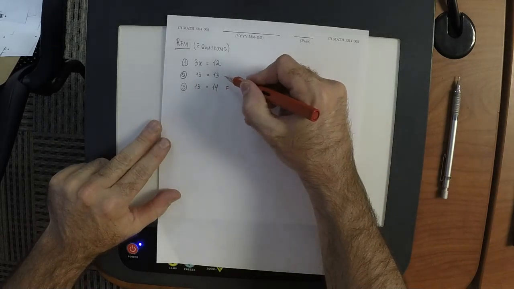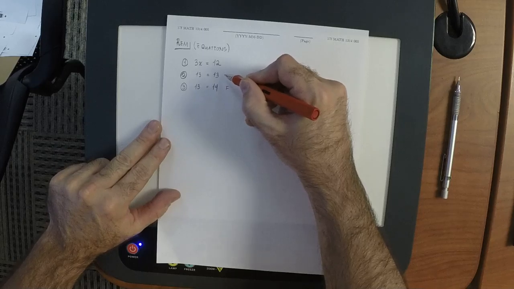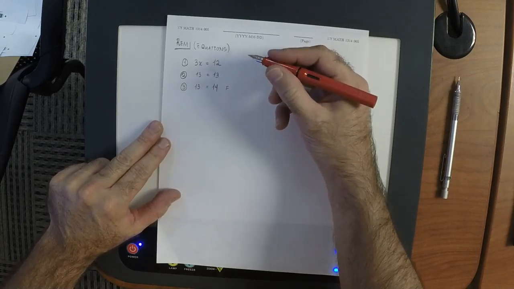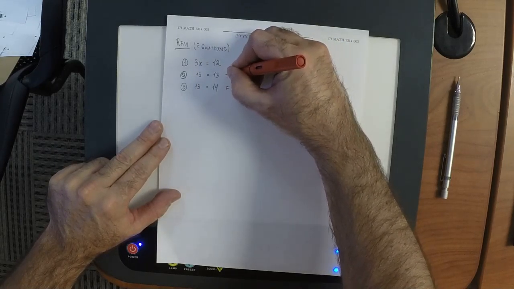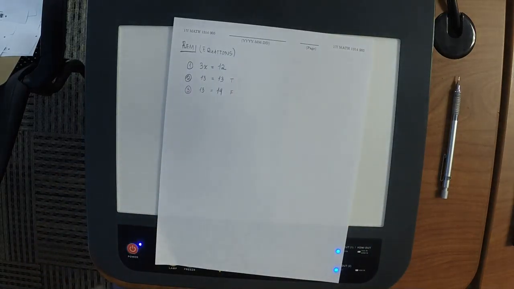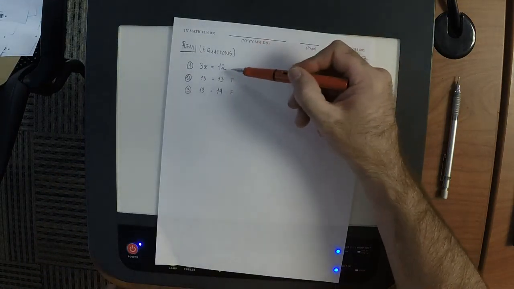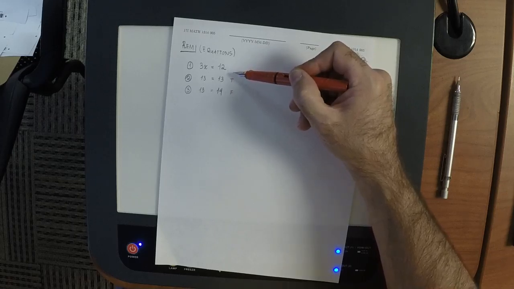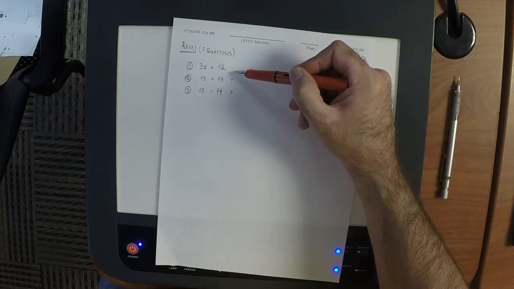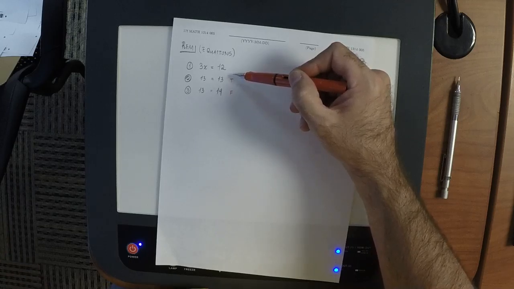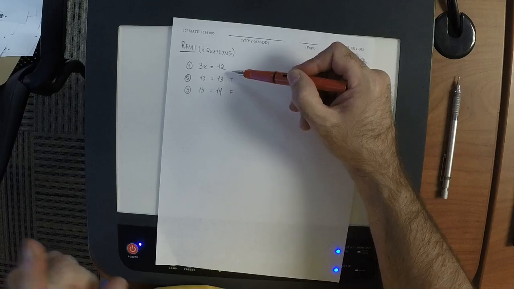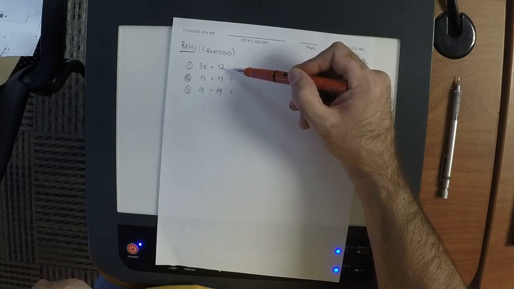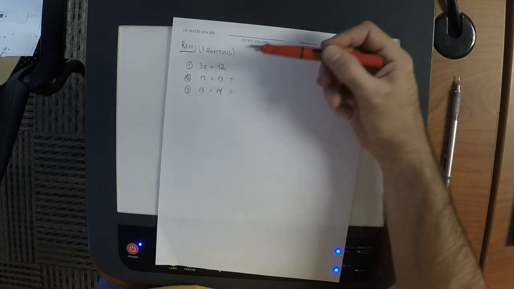How about this one? This is an equation and it's true. It's an equation and it's true. Okay, how about this one? Is it an equation? Yes, but it has an indeterminate value in it, a variable. So this equation is at the present time neither true nor false. It's neither one.